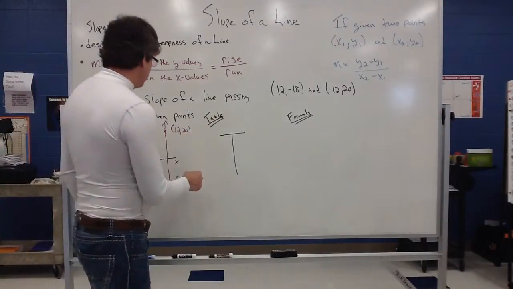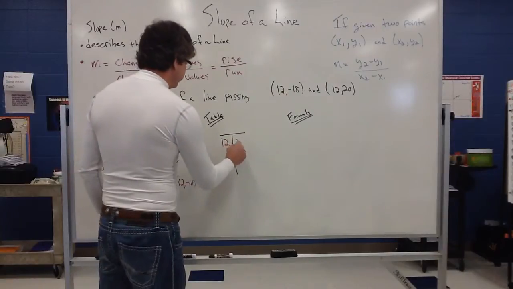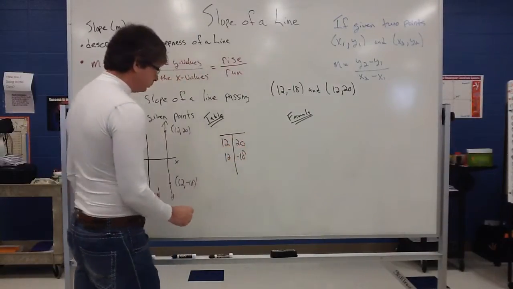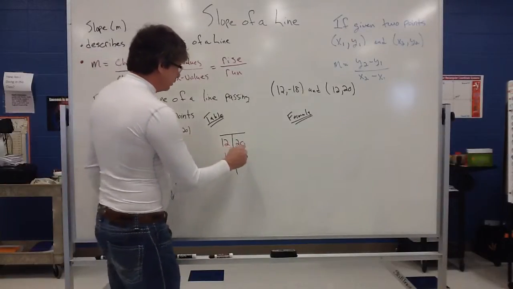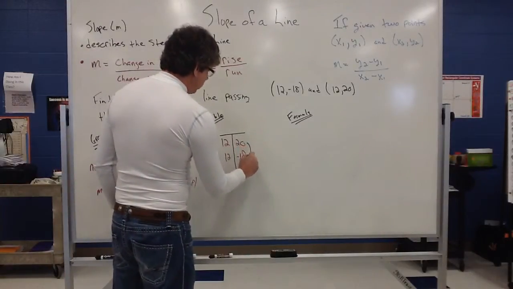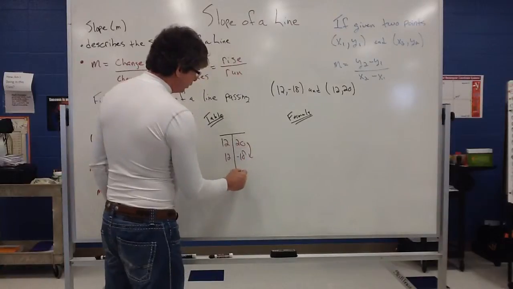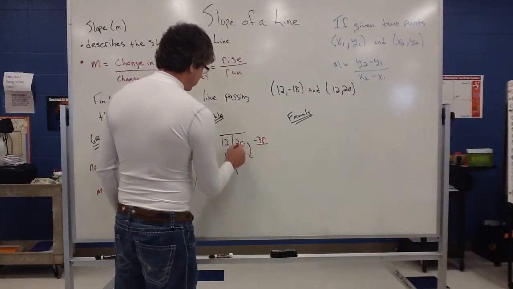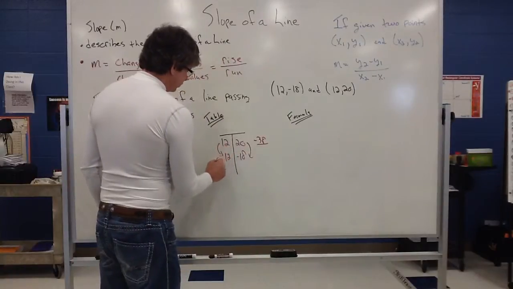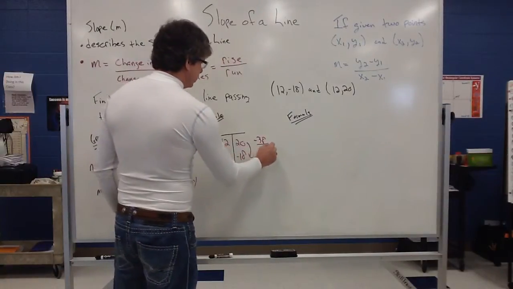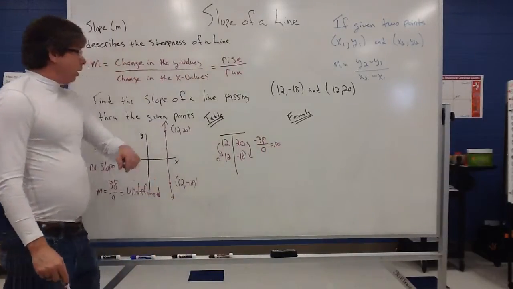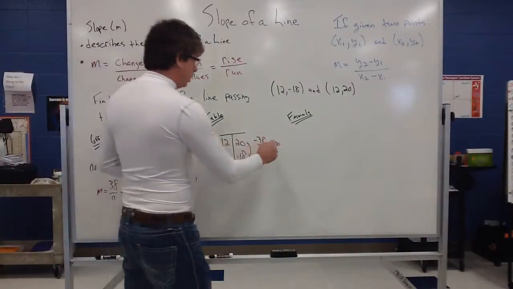If I use my table, I have my (12, 20) and my (12, -18). I kind of pick up on that the change in the y's, it went down from a 20 to a negative 18. That's a change of a negative 38. The change in the x's is there's no change. So again, I get that negative 38 over 0. That's still going to be no slope.